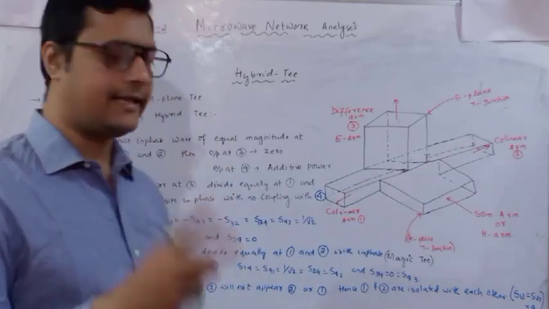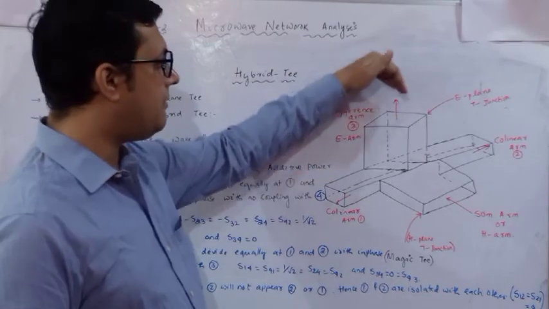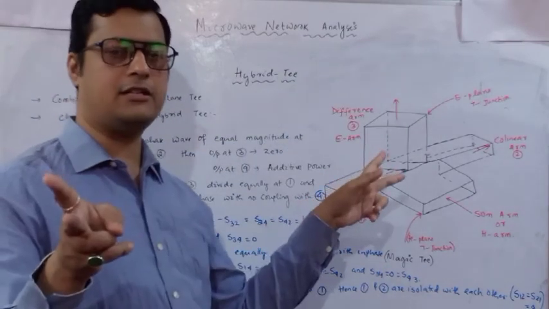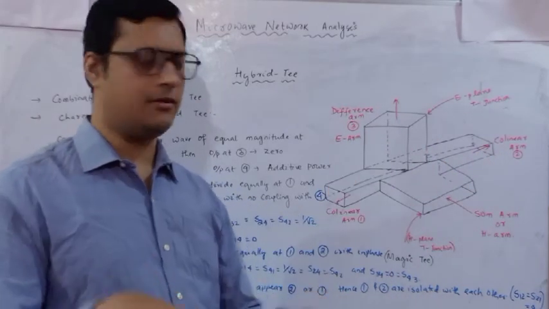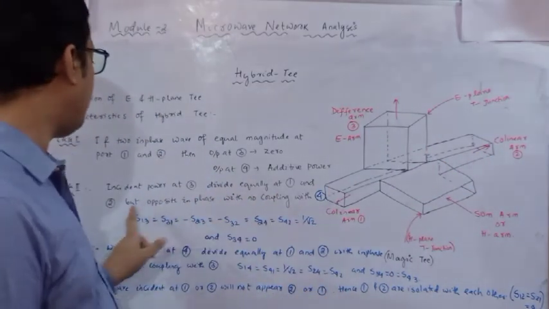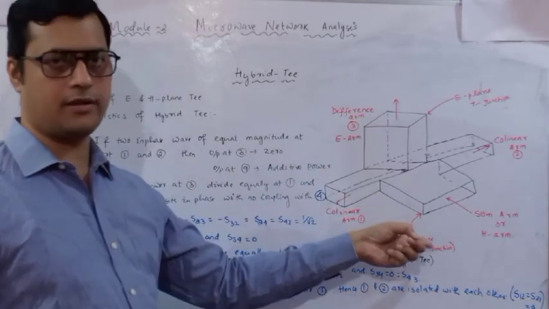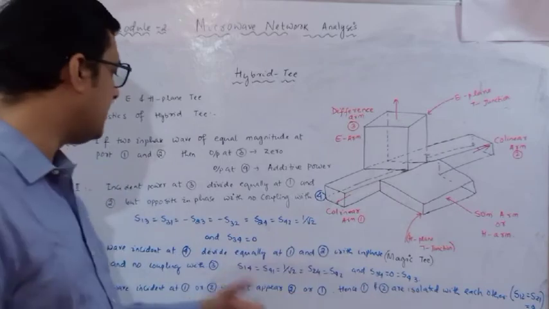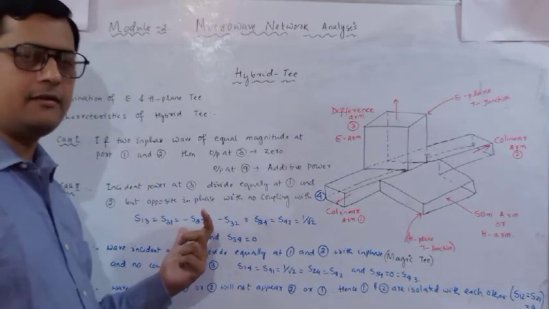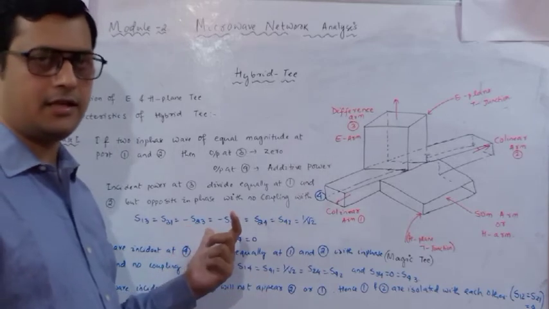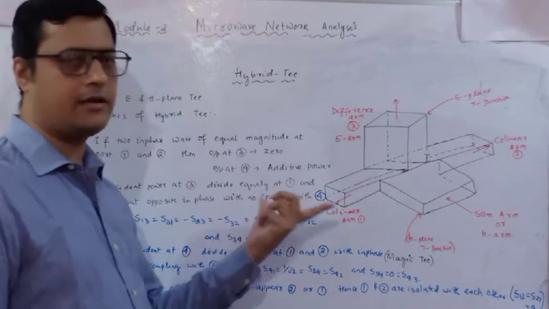Okay. Second case, incident power at port 3. As I have told, if you feed the power at port 3, the power will split at port 1 and port 2 but out of phase. So it divides equally, but it is opposite in phase, and there is no coupling between port 3 and port 4. So what will be our parameters? S13 is equal to S31, which is equal to minus S23, which is equal to minus S32, which is equal to 1 by root 2 you can consider.